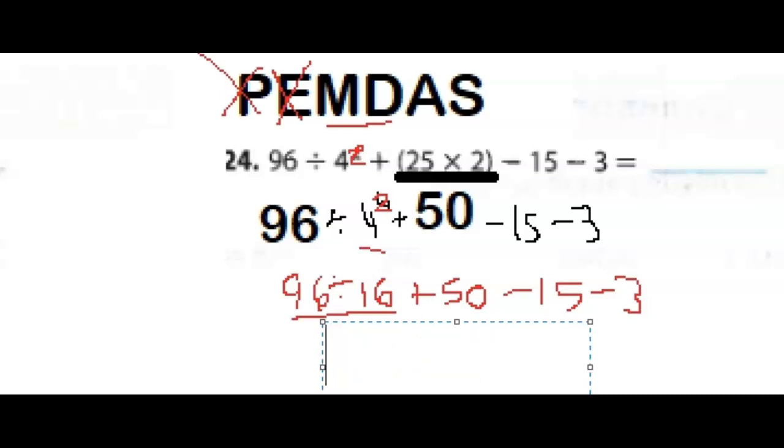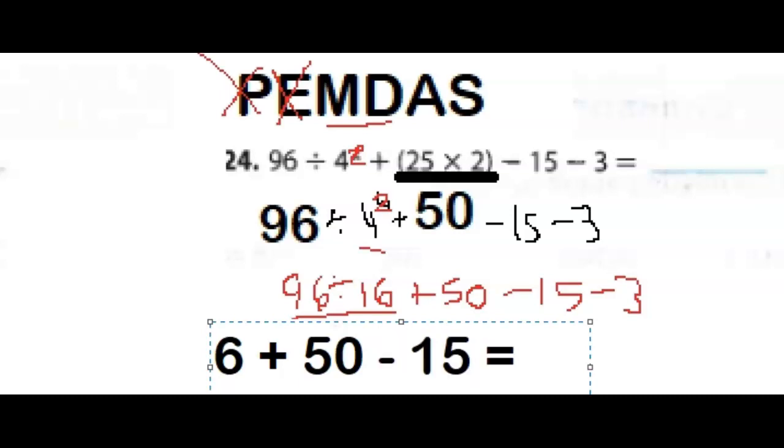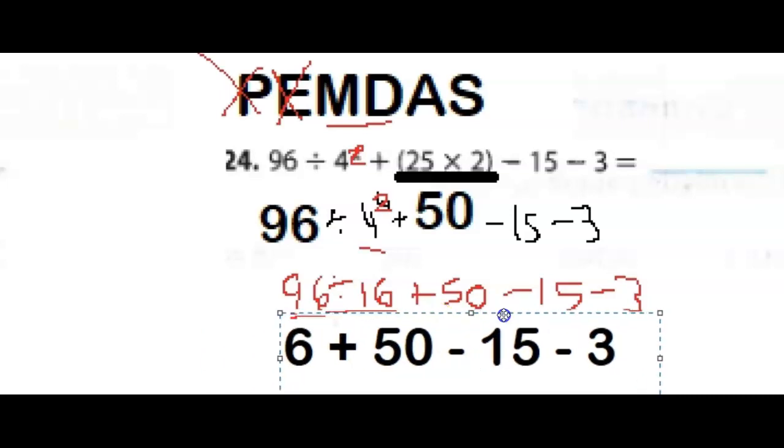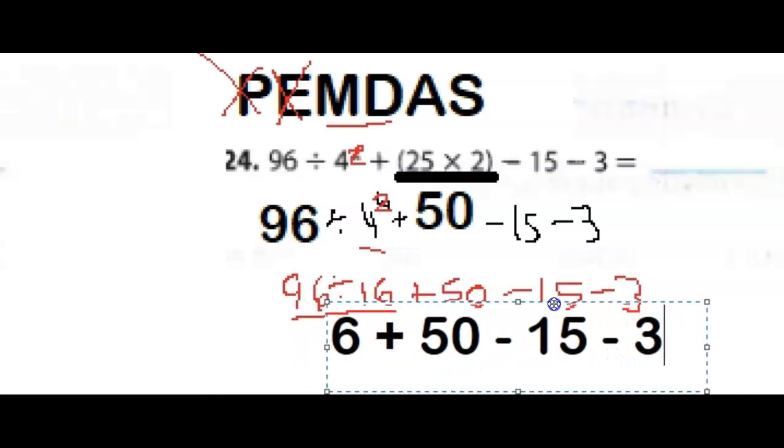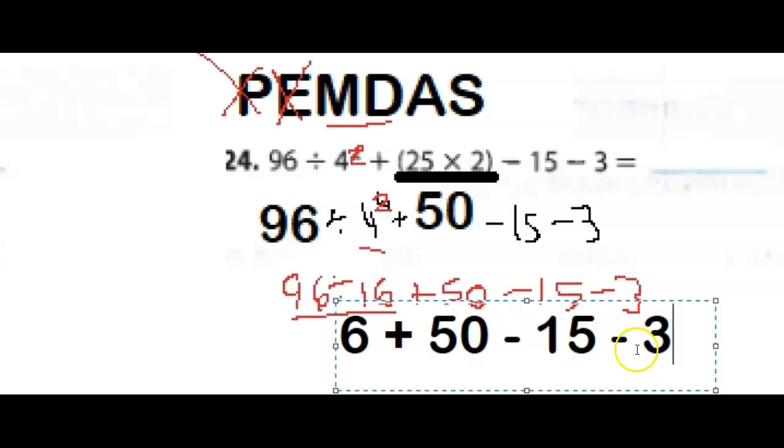Oh dear. What happened here? Sorry, guys. Let me try that again. So I have 6 plus 50 minus 15 minus 3. Okay, so that's my equation, right? If I'm writing everything out, here it's matched up like this.